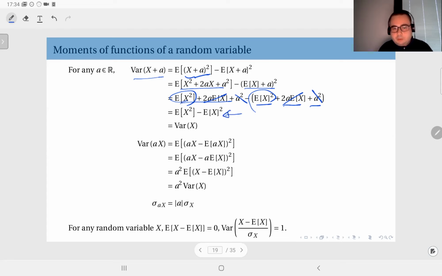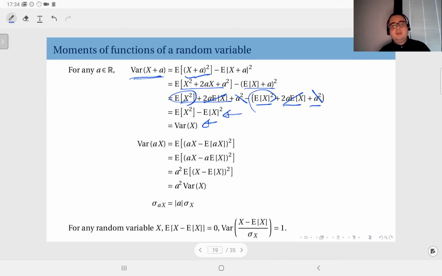Which we know to be equal to the variance of x, which means a shift operation in any distribution does not affect the variance. And this is also consistent with our knowledge of the variance, because remember, variance is the second central moment. Central moments, remember, are moments defined with respect to the displacements from the mean. Therefore, any central moment, not only the variance, which is the second central moment, but central moments of any order will not be affected by a shift in the distribution.